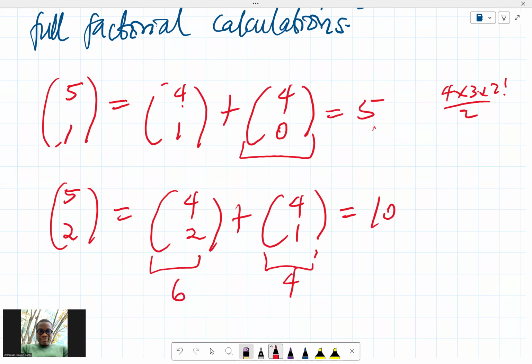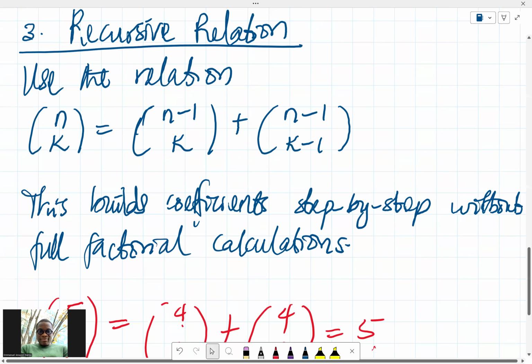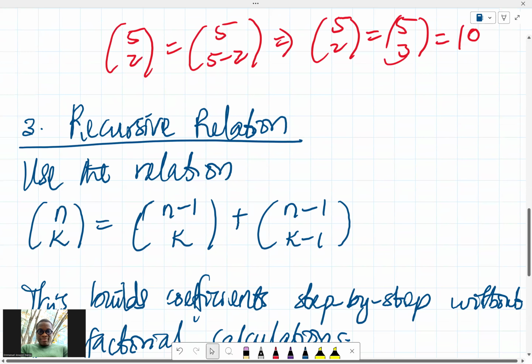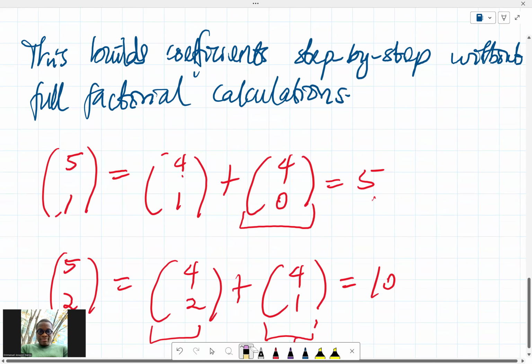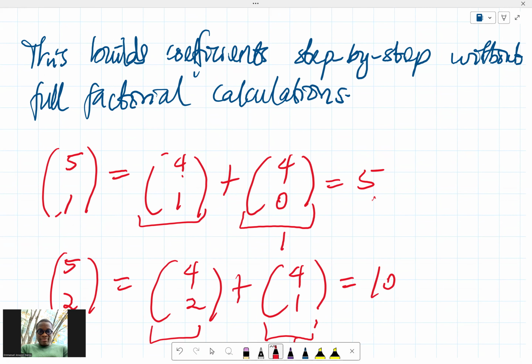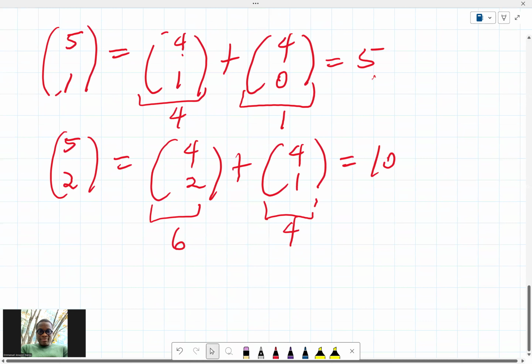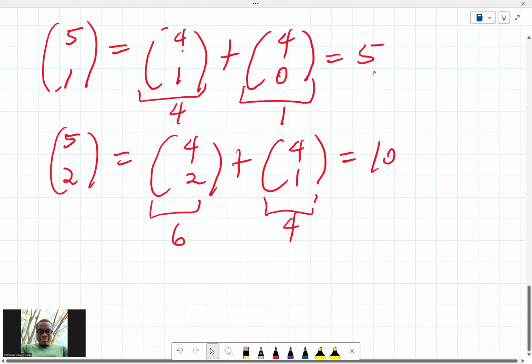So you can build things up gradually like that, although this may not be as useful as that idea of symmetric property. So you just want to master it in your own way. So this is just like I said the other time, this is 4 combination 1. This is 1 for sure. This 4 combination 1 is 4, so that everything is 5. So you can use that recursive relationship.